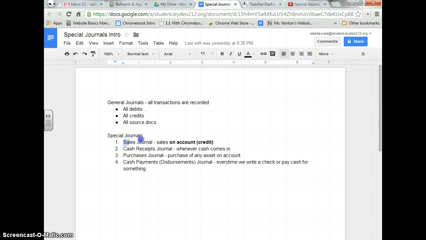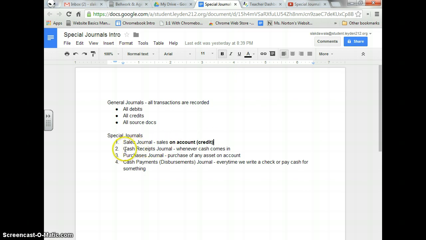So the first special journal is the sales journal. All of the transactions that relate to sales on account or sales using credit are recorded in the sales journal. As opposed to the 3 lines minimum used in the general journal, the sales journal just has 1 line, and it includes the information for who actually made the purchase, what it was for, and the amount. So it streamlines the process of recording that transaction in a journal. The sales journal, again, is for any type of sale that is done on account or using credit.